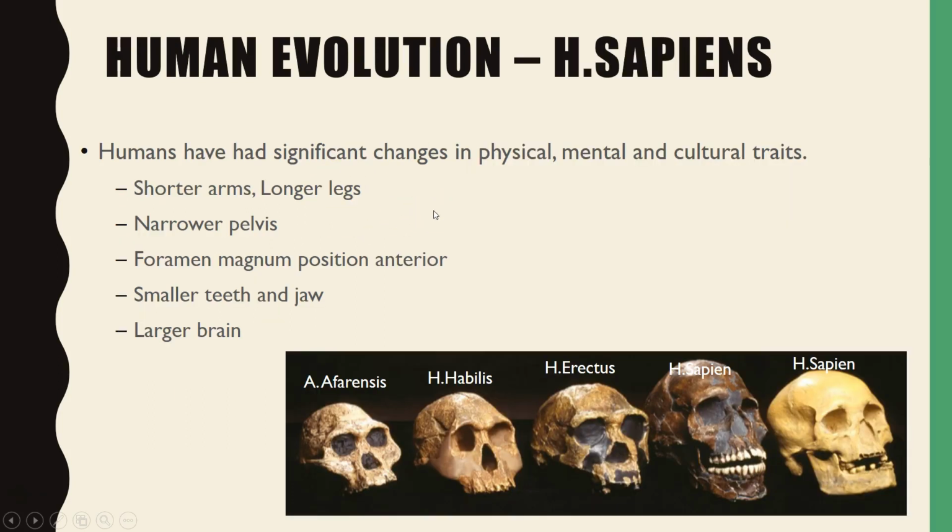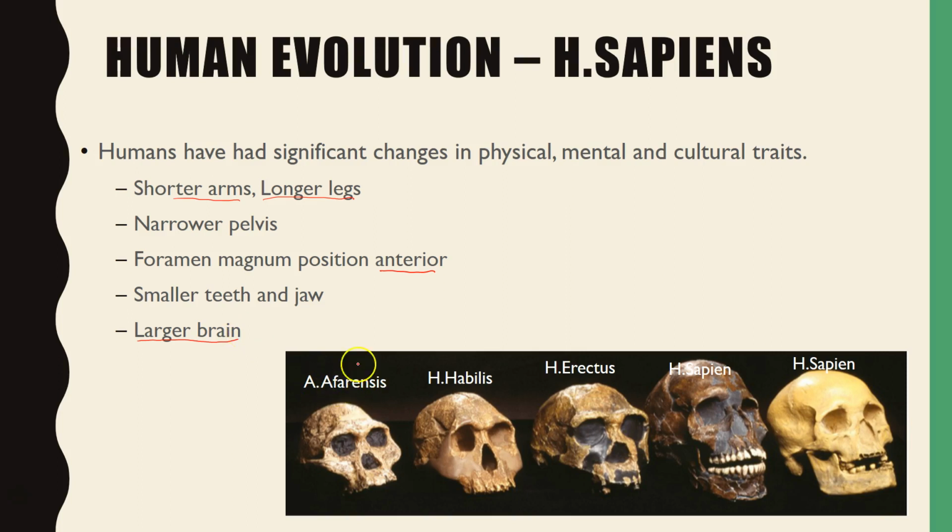So we can see that we have significant changes in the hominin genus or hominin species over time. We have shorter arms and longer legs compared to chimpanzees, or even compared to earlier hominins. We have a narrower pelvis, our foramen magnum position is more anterior, we have smaller teeth and jaws because our diet has changed, and we have a larger brain volume, which is a result of a smaller jaw. The brain volume could now be taken up into this space.